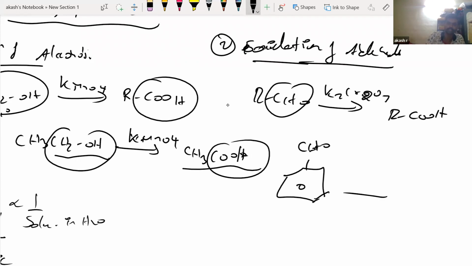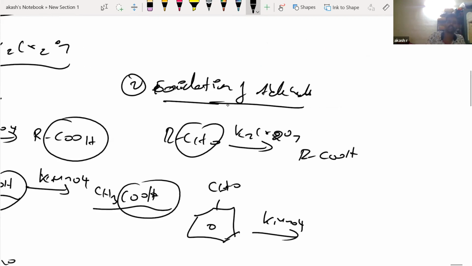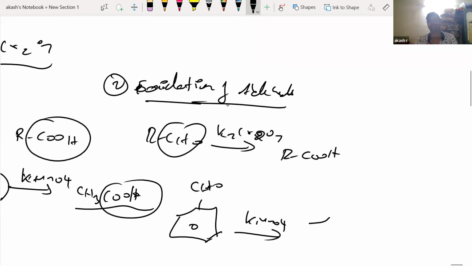Okay. Now to this benzaldehyde, say I go for KMnO4. Now we'll be able to convert that CHO into COOH like this. Very simple. CHO wherever you see, convert it and put it as COOH. So these two methods, I think you should be knowing already.